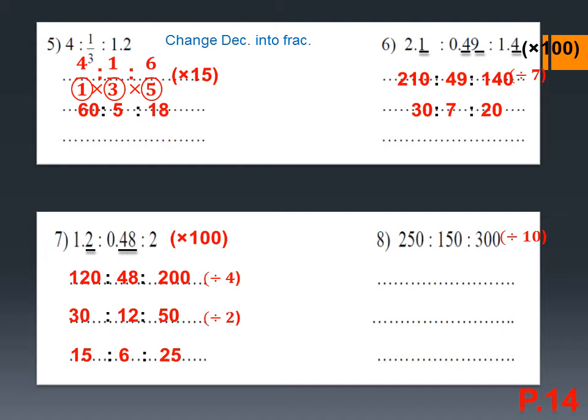We have 0 in the unit, divide by 10. 250 divided by 10 equals 25. 150 divided by 10 equals 15. 300 divided by 10 equals 30. We have 5 and 0 in the unit, divide all of them by 5. 25 divided by 5 equals 5. 15 divided by 5 equals 3. 30 divided by 5 equals 6, and this is the simplest form.